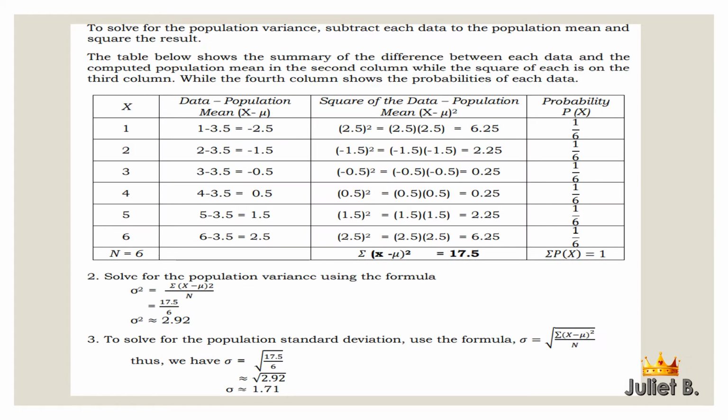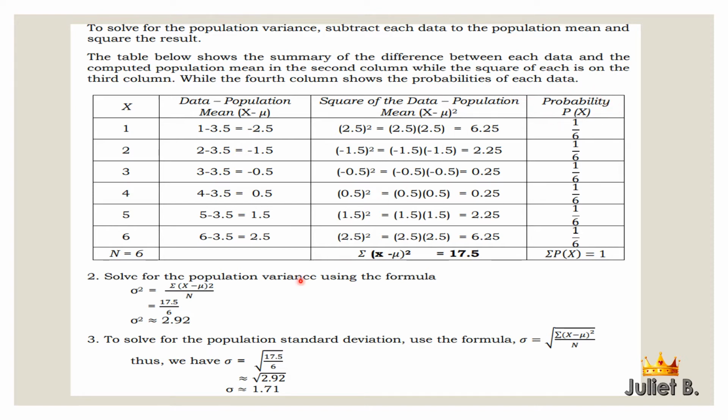The second question is to solve for the population variance. To solve for the population variance, subtract each data from the population mean and square the result. This table shows the summary of the difference between each data and the computed population mean in the second column, while the square of each is in the third column. While the fourth column shows the probability of each data.